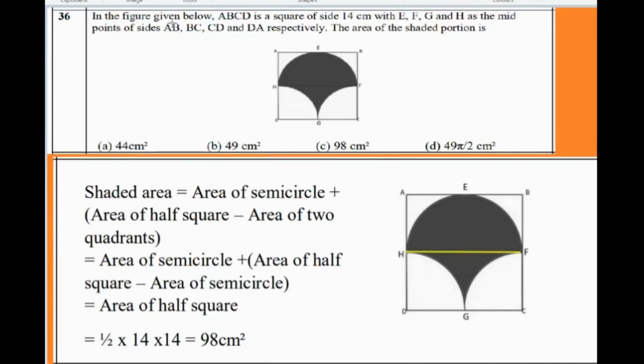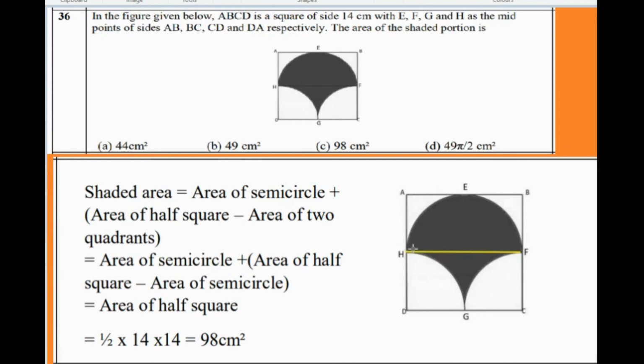The 36th question. In the figure given below, ABCD is a square of side 14 centimeters with E, F, G, H as the midpoints of sides AB, BC, CD, and DA respectively. E, F, G, H are the midpoints. The area of the shaded region is. So we know the shaded region is the area of semicircle. This is the semicircle. There are two parts. We have to divide this square into two parts so that we will get the area of the shaded region.